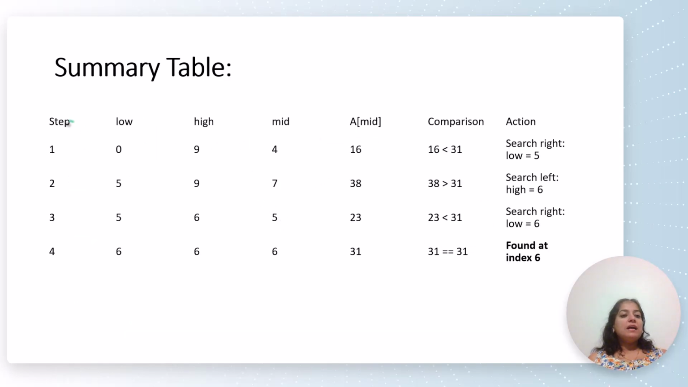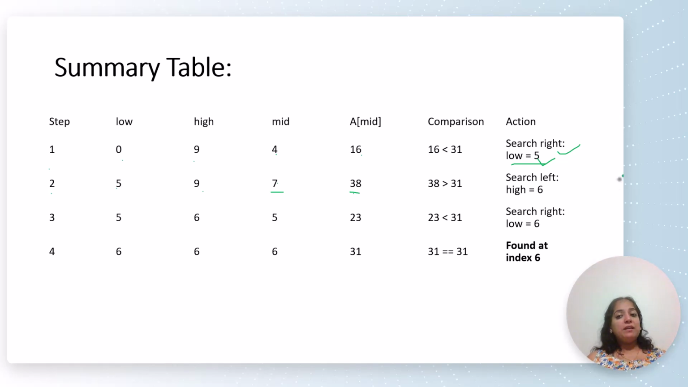If I show you the overall summary, at step 1, the low is 0, high is 9, the mid comes out to be 4. So the middle element is 16. Since 31 is greater than 16, we search on the right side and we update the value of low. Then in the second step, low becomes 5 as we updated the value of low. High is still 9, middle comes out to be 7, the element at index 7 is 38. 31 is less than 38, that means the element is present in the left half.